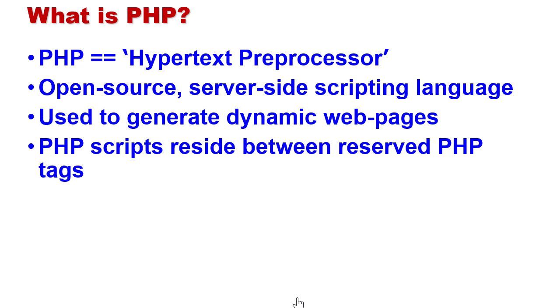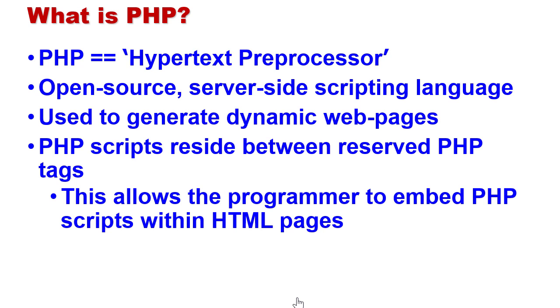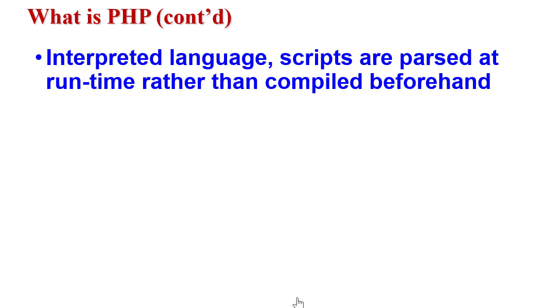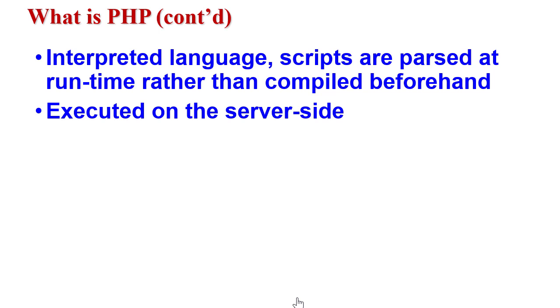PHP script resides between reserved PHP tags. I will show you the syntax later on. Due to these PHP script tags, the programmer can embed the PHP scripts within an HTML page. You can write the HTML code and then embed the PHP scripts within it. PHP is an interpreted language, parsed at runtime rather than compiled. Hence it is known as an interpreted language.